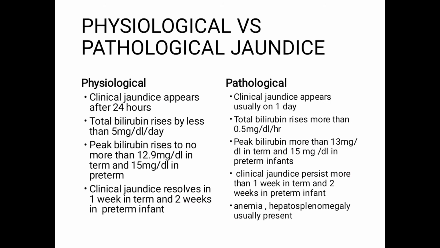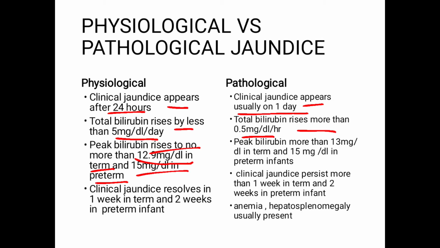So, physiological versus pathological jaundice. Physiological jaundice, as talked about earlier, usually appears after 24 hours. In cases of pathological jaundice, the jaundice usually appears on the first day. In physiological jaundice, the total bilirubin rises by less than 5 mg per deciliter per day. In pathological jaundice, the total bilirubin rises by more than 0.5 mg per deciliter per hour. The peak bilirubin rises to no more than 12.9 mg per deciliter in term and 15 mg per deciliter in preterm infants.